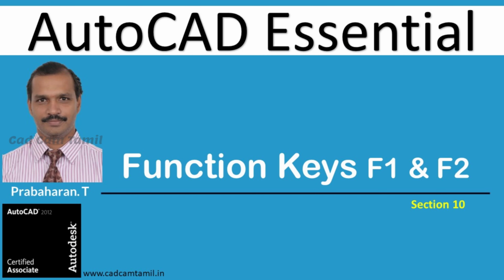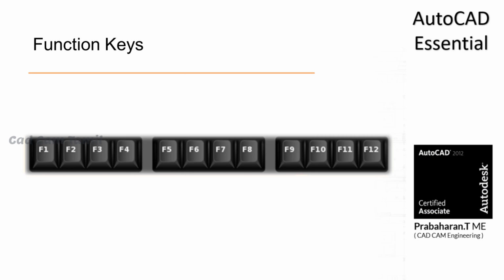We are going to discuss function keys. What does it mean by function keys? You know that there are more than 100 keys on the keyboard. Among those, there are some special keys called F1, F2, F3 up to F12. These keys do some special functions for every program. As for our AutoCAD, what are these keys going to do for us? We are going to discuss one by one elaborately.